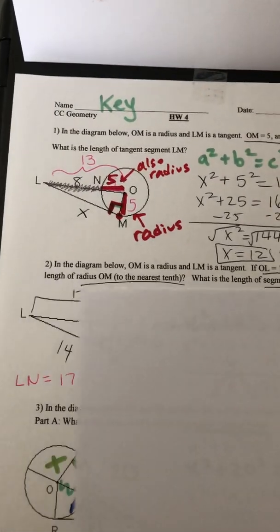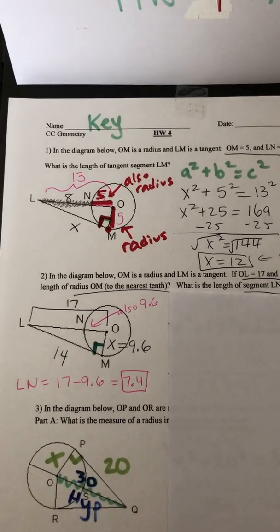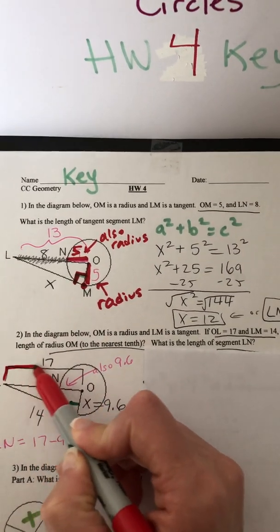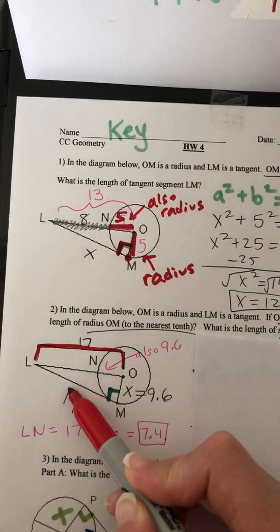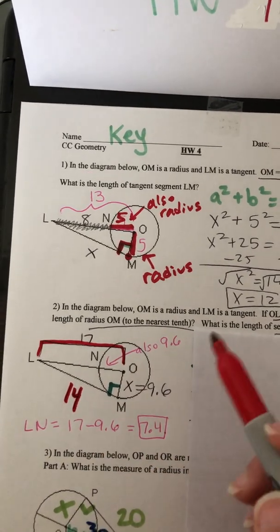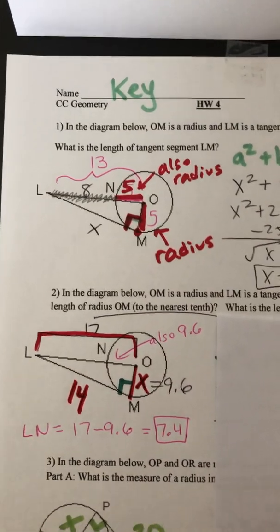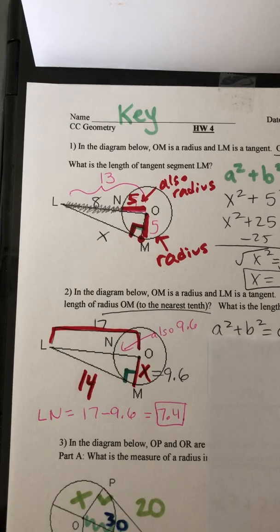On the next question, focus on the diagram first. We're told that OL is 17. That's the whole entire side over here. And LM is 14, that's over here, and we don't know the radius. So this time the red radius is the X, it's unknown. Well, tangent meets radius, right angle. Pythagorean theorem, here you go.